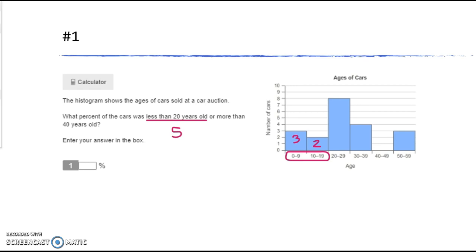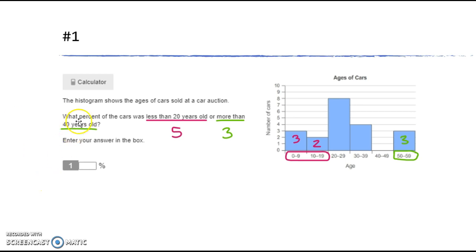The other category that it asked me to look for was cars that are more than 40 years old. So again, I'm going to come over to my histogram and look for whichever class or interval on this x-axis down here that relates to that. And the only ones that are greater than 40 are these right here. And if I read the histogram, I see that that is 3 cars. That's really hard to see. So the green category right here is 3 cars. So I know that I have a total of 8 cars that are within the categories that the problem was asking me for.